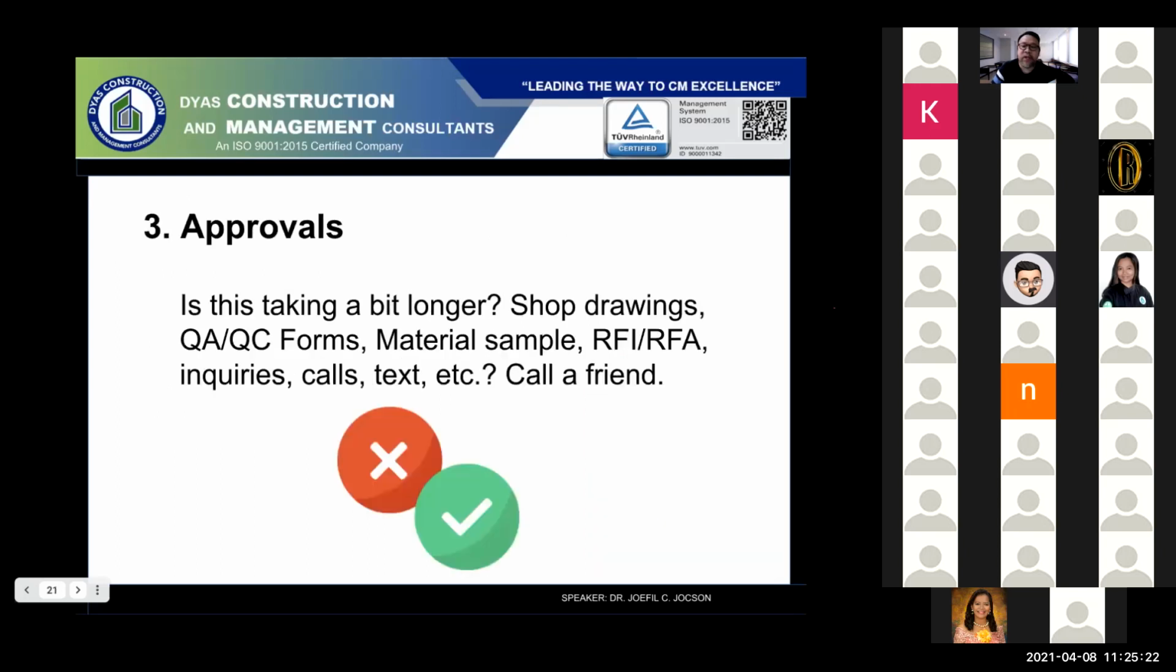Then, of course, we have the approvals. Ito na yung sinasabi natin kanina, yung mga RFIs, no, RFE. This is taking a bit longer. Shop drawings, QAQC forms, material sample, RFI, RFA, inquiries, calls, text, etc. No? You need to call a friend. Okay? You communicate. You let us collaborate. You communicate as a contractor. You communicate and you connect. Okay. So, yan ha. Tandaan natin yan. That's the first thing to do ng contractor.